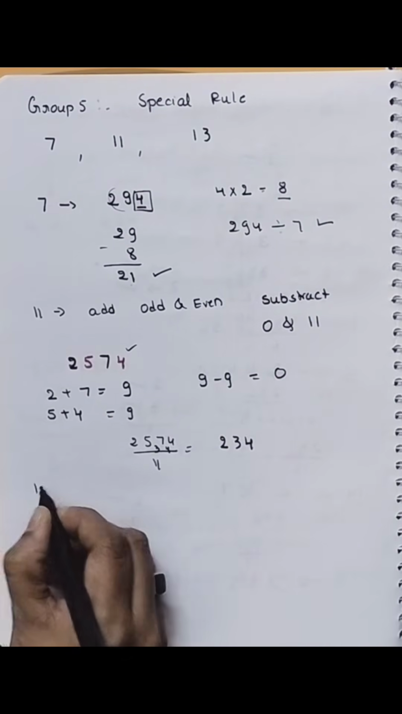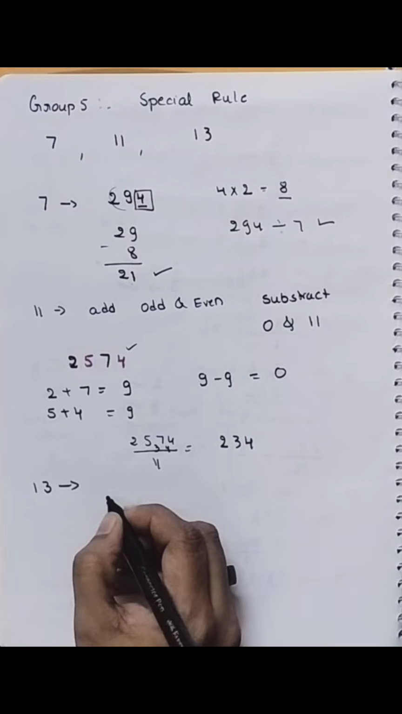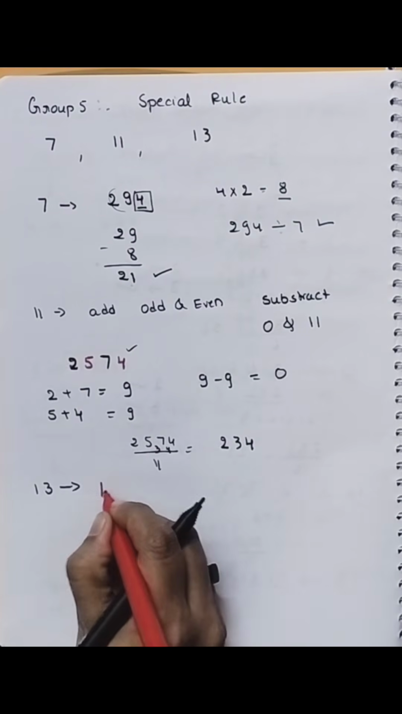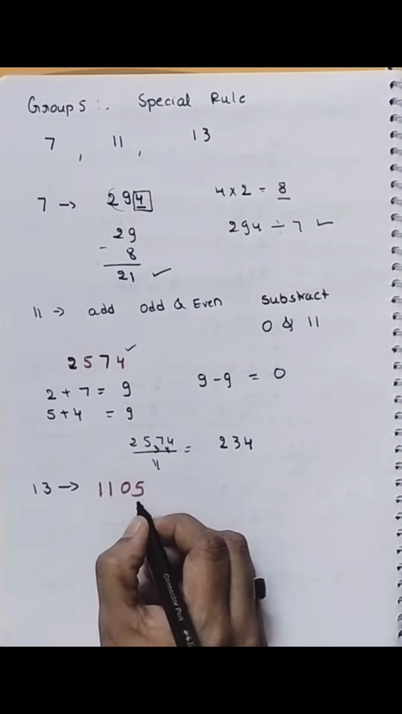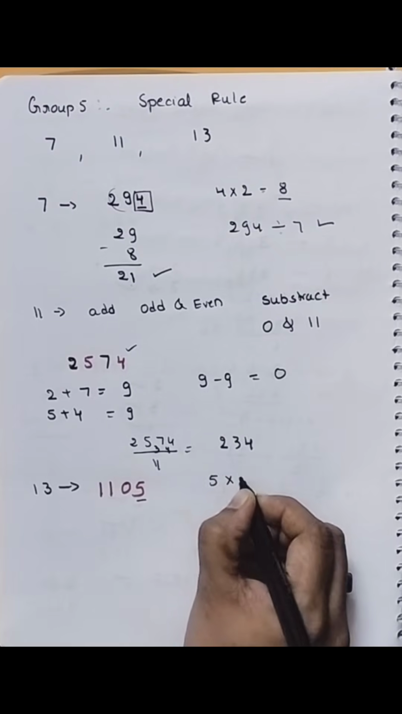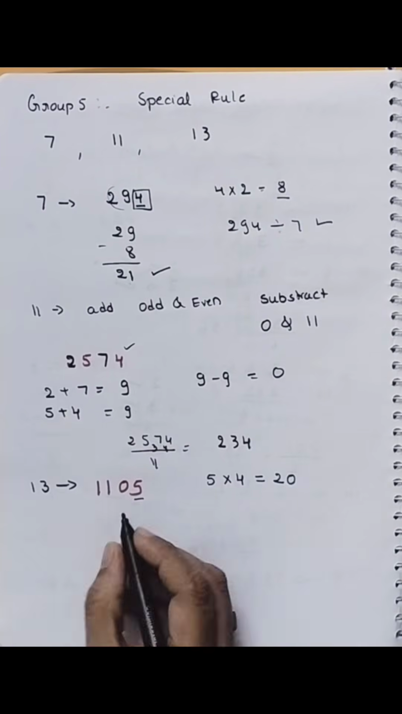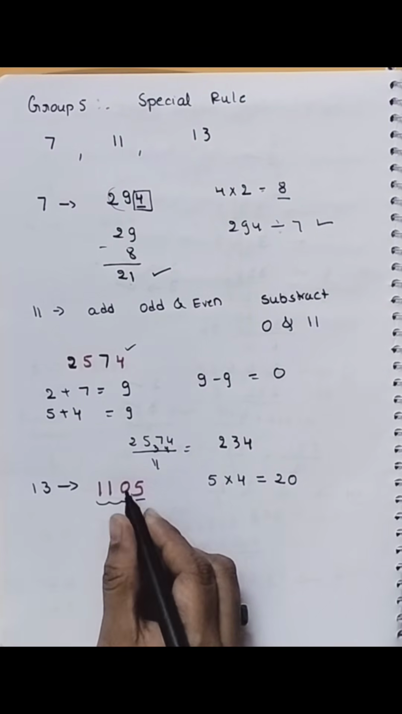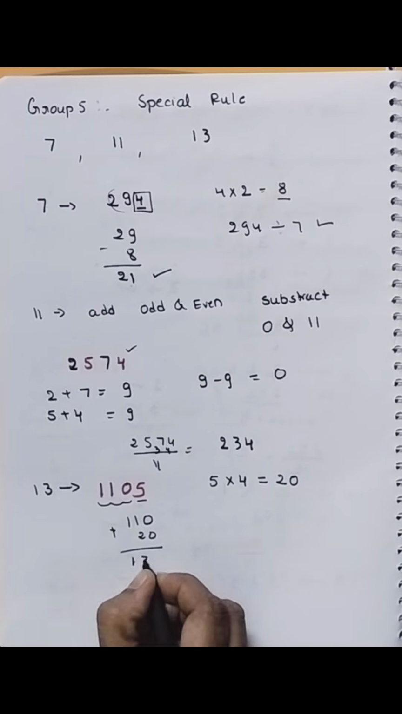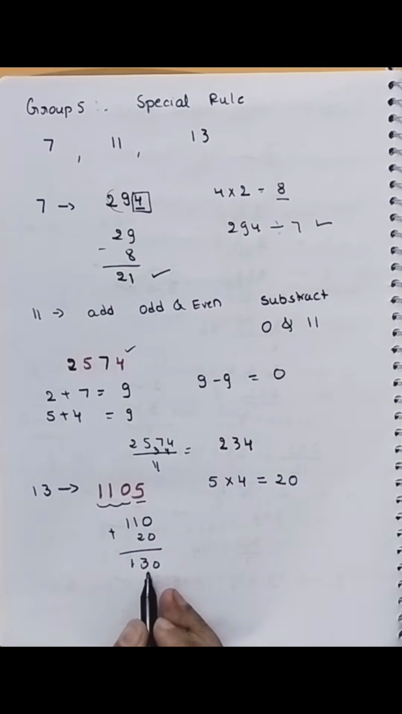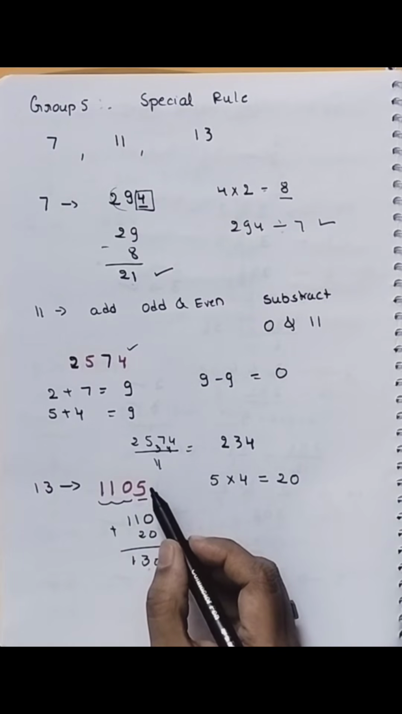Next, consider 13. 13 is a prime number. Let's go with an example here as well. Consider 1105. In the 13 divisibility rule, we take the last digit and multiply it by 4. Whatever product we get, we add to the remaining number. What is remaining here? 110. Adding 20 to that, what do we get? 130. And we know that 130 is divisible by 13. If it passes that criteria, we can say the entire number is divisible by 13.